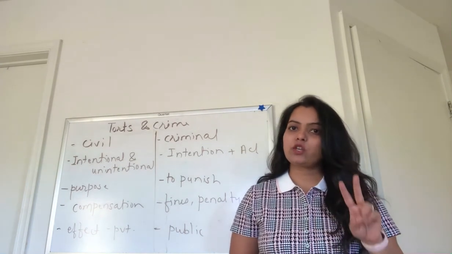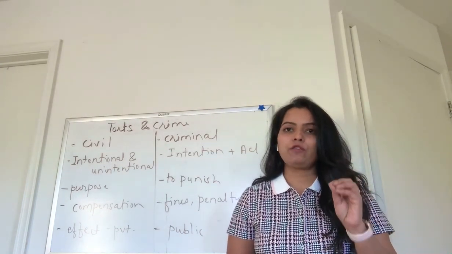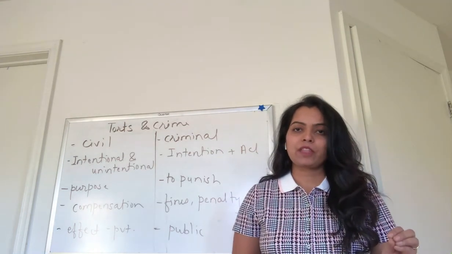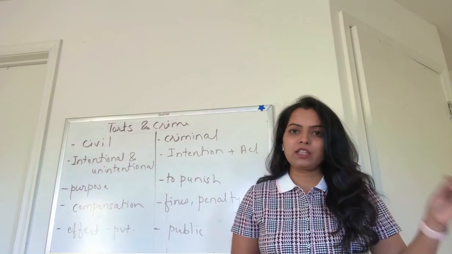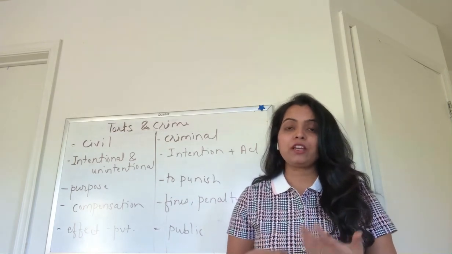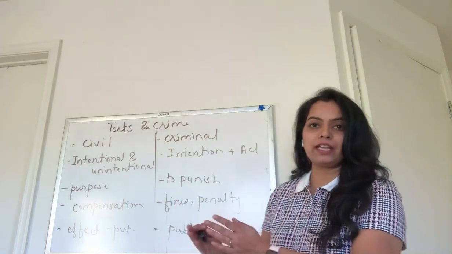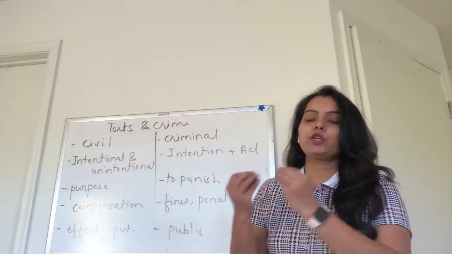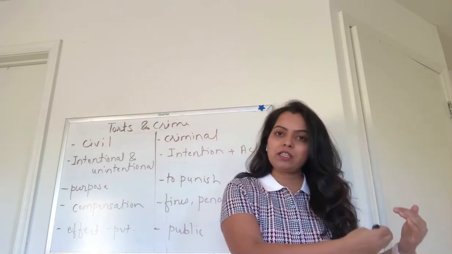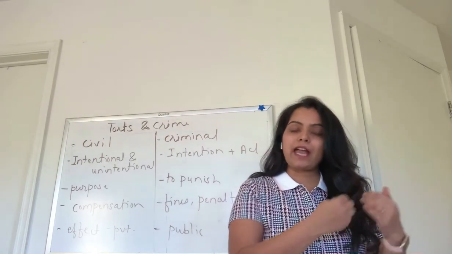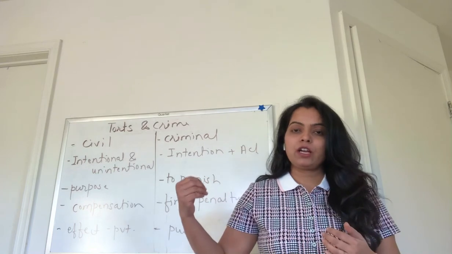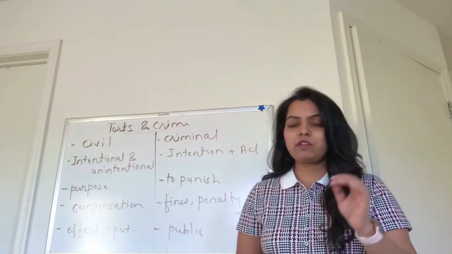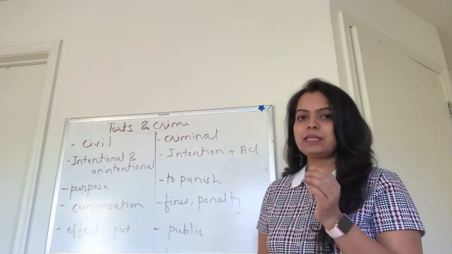Second category is crime. Crime is a wrongful act which interferes with the interest of the society at large. Crime does not affect a single individual, but it creates fear in the society. So crime affects society at large, and that's why it comes under the domain of public law. So torts come under the domain of civil law or private law, and crime comes under the domain of criminal law and public law.